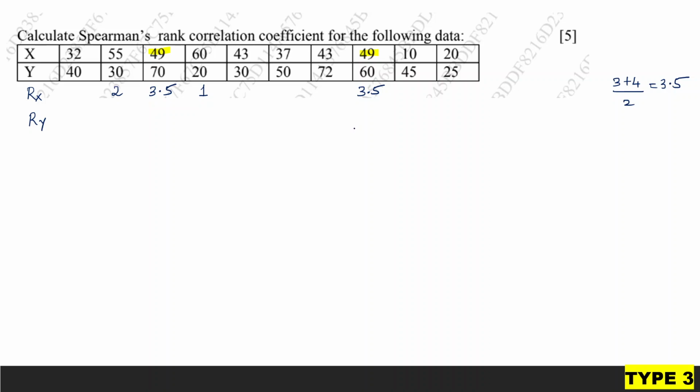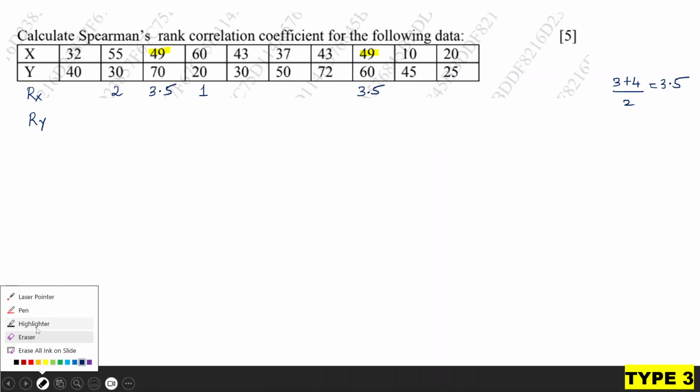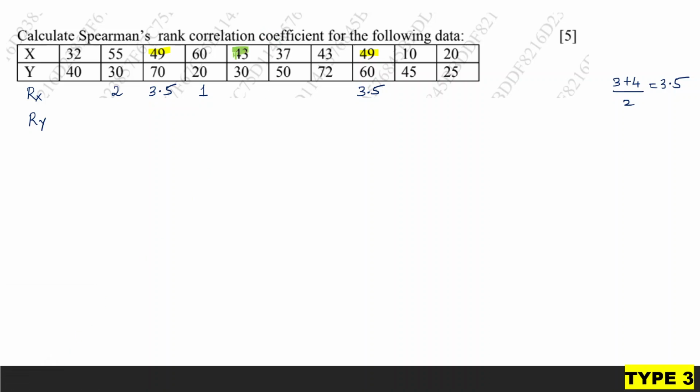Next rank will be rank number 5, for the next lower number, which if you observe is 43, which is repeated. Can you see 43 repeated? Okay, let me use a different color. Forty-three here repeated, 43 here repeated. Now this time it is going to be the repetition of rank number 5 and 6. So again 5 plus 6 divided by 2, which becomes 5.5. So both the 43s will get 5.5 as a rank.